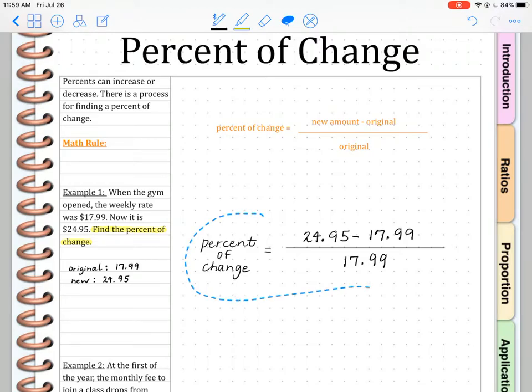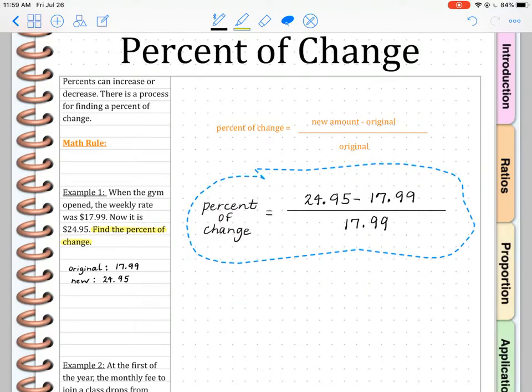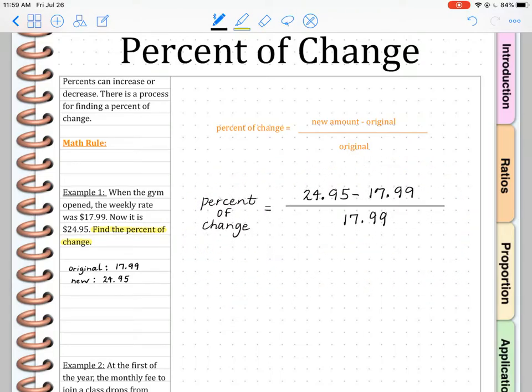And the bad news here is that you have to memorize that orange formula. Most tests are not going to tell you how to do that because that's what they're testing to see if you know. So let's say percent of change equals, and on my calculator I'm going to say 24.95 minus 17.99 equals $6.96. So that was the actual change, dollar-wise. And then remember, we're dividing it by $17.99.